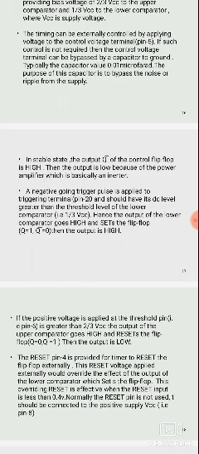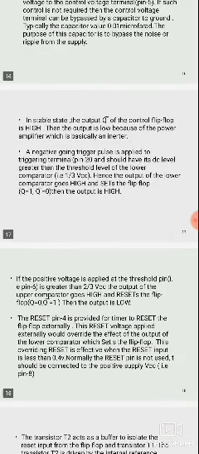Next, in the stable state, the Q bar output of the control flip-flop is high, meaning it is greater than 1/3 VCC. The output is low because the power amplifier is basically an inverter type.